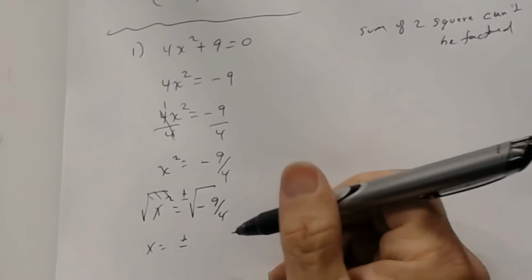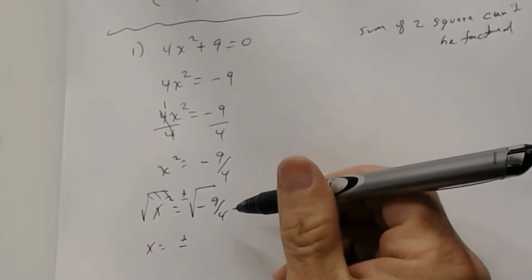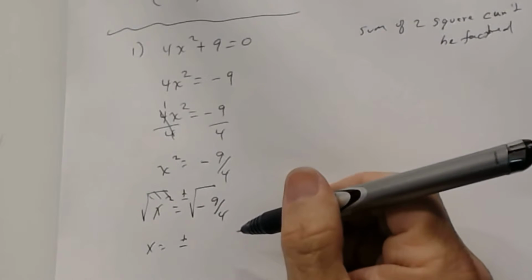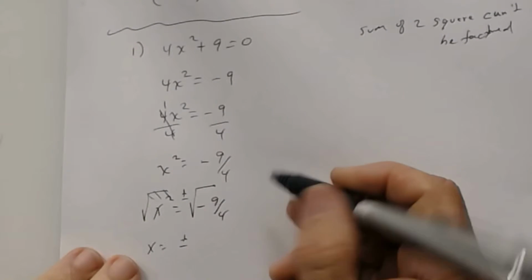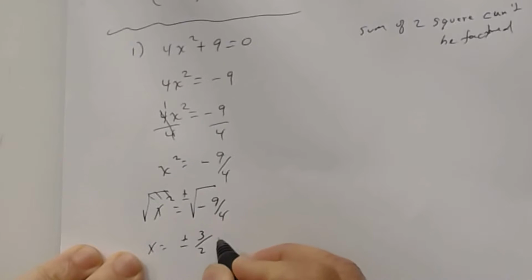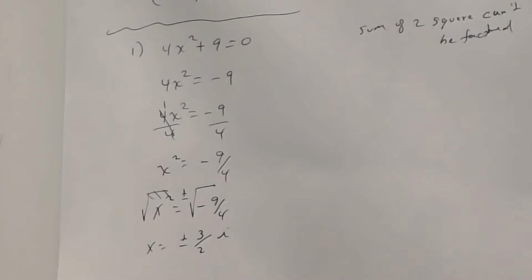Now I'm going to need that i there. What's the square root of 9? 3. And what's the square root of 4? 2. So it's plus or minus 3 halves i. So that's your solution.